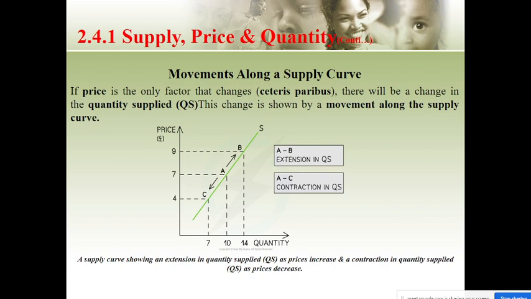Just price and exclude all other factors, and because of that, what will happen? Our supply curve will be affected. Now if you look at the y-axis, we have, for example, three levels of prices: 4, 7, 9, and we have quantity from the sale or supply point of view: 7, 10 and 14.